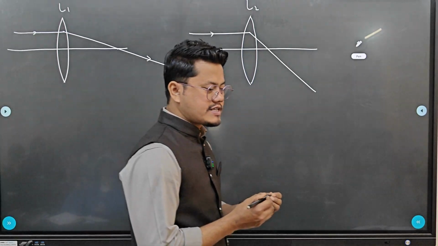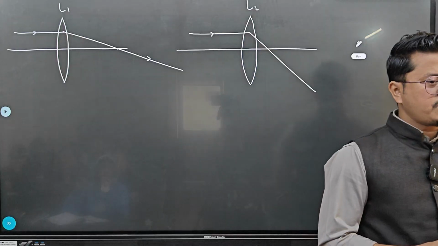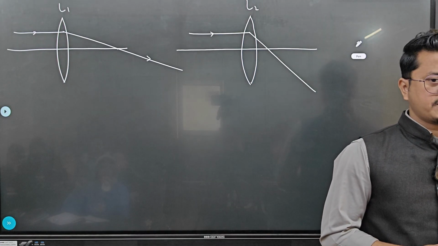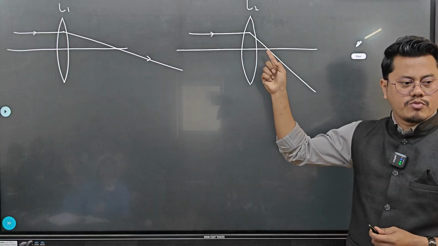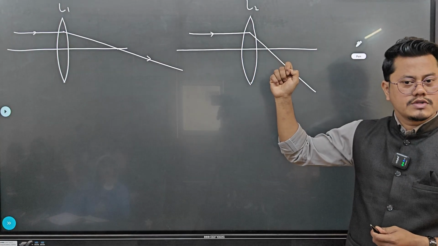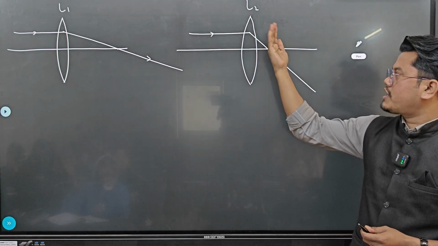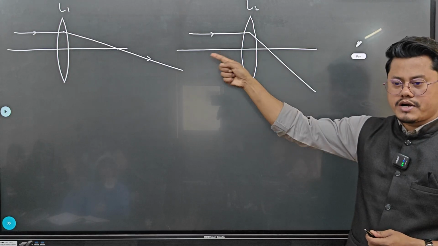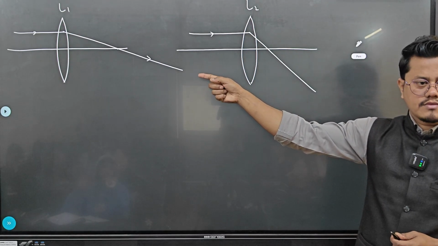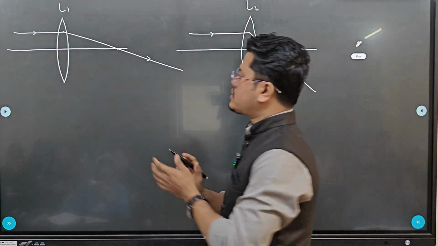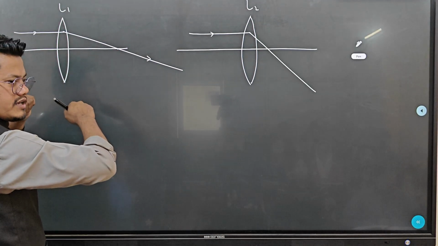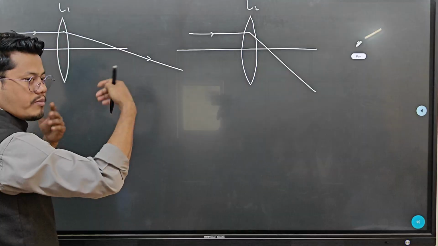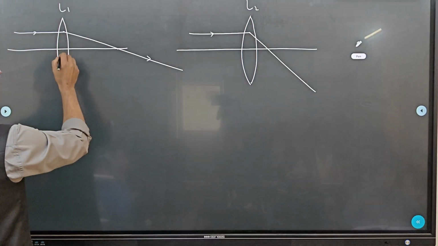What we have written in the statement is that the ability of a lens to converge or diverge a light ray is known as power. It means those lenses which can converge more need to have more power. Between these two lenses, L2 can converge more, so L2 has more power than L1. L1 has less ability and L2 has more ability.